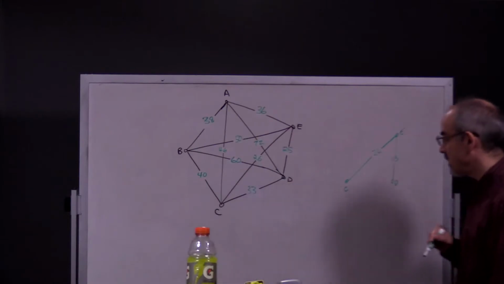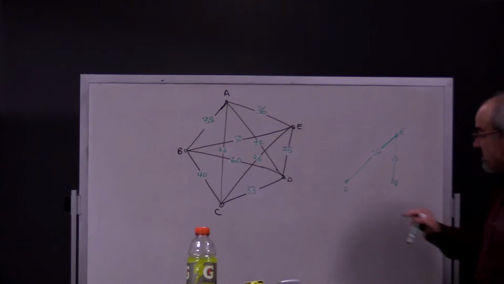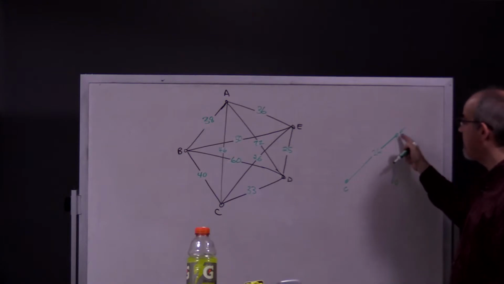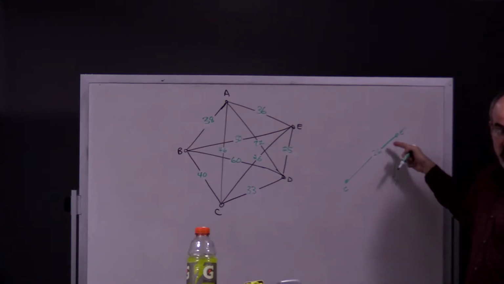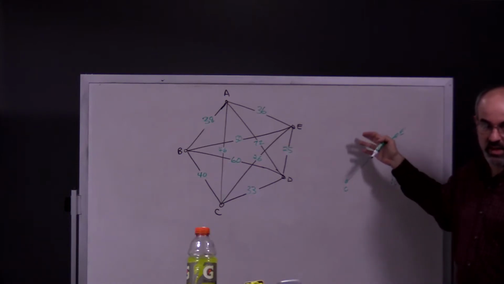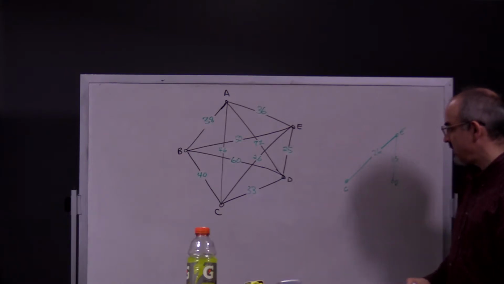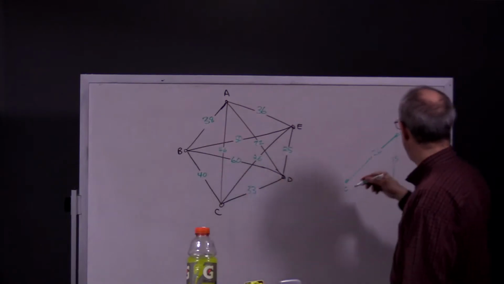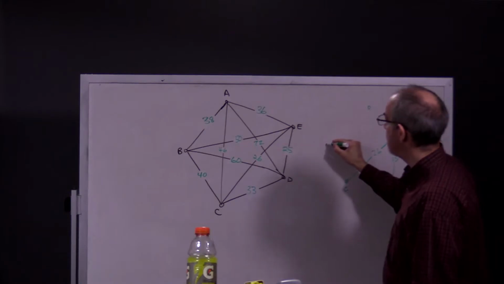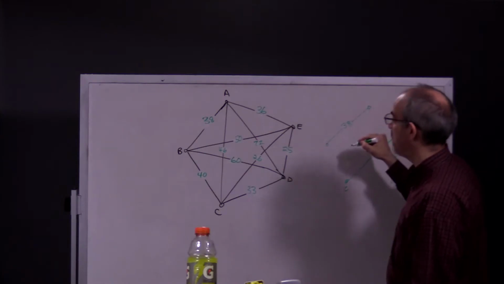Okay, so let's look at the one that has the next lowest weight. And it looks like it's this one, 36, but we can't use that one either because then we'd have three edges going into E. We wouldn't have completed a circuit, but we'd have 3 edges coming into E, which you can't do. So we can't use 36. What's the next one? 38. 38's okay. We haven't completed a circuit. We don't have 3 edges coming into one spot.